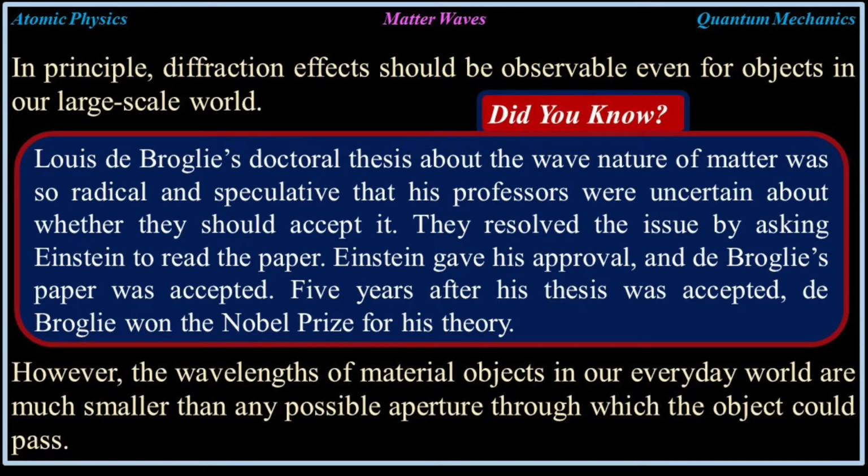Louis de Broglie's doctoral thesis about the wave nature of matter was so radical and speculative that his professors were uncertain about whether they should accept it. They resolved the issue by asking Einstein to read the paper. Einstein gave his approval, and de Broglie's paper was accepted. 5 years after his thesis was accepted, de Broglie won the Nobel Prize for his theory. However, the wavelength of material objects in our everyday world are much smaller than any possible aperture through which the object could pass.